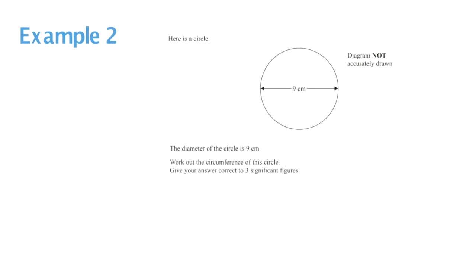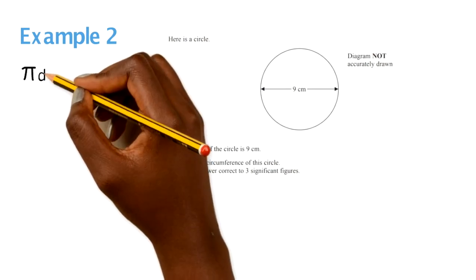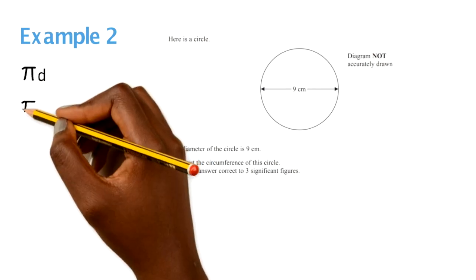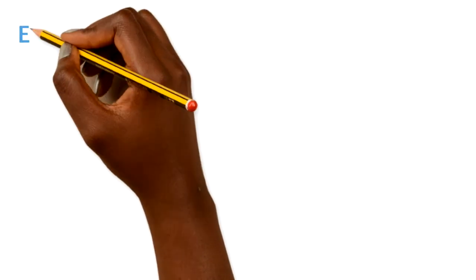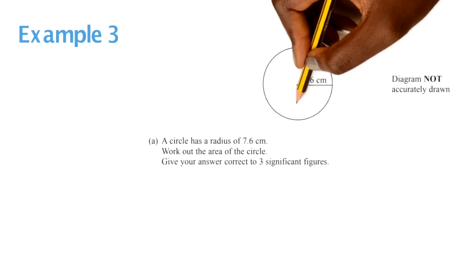Having a look at example 2. In this case, it just wants us to work out the circumference of the circle, and in this question they've also given us the diameter. So we're just going to do pi times d, which is pi times 9. If you put that into your calculator, you would get an answer of 28.3 centimeters, because it wants it in 3 significant figures.